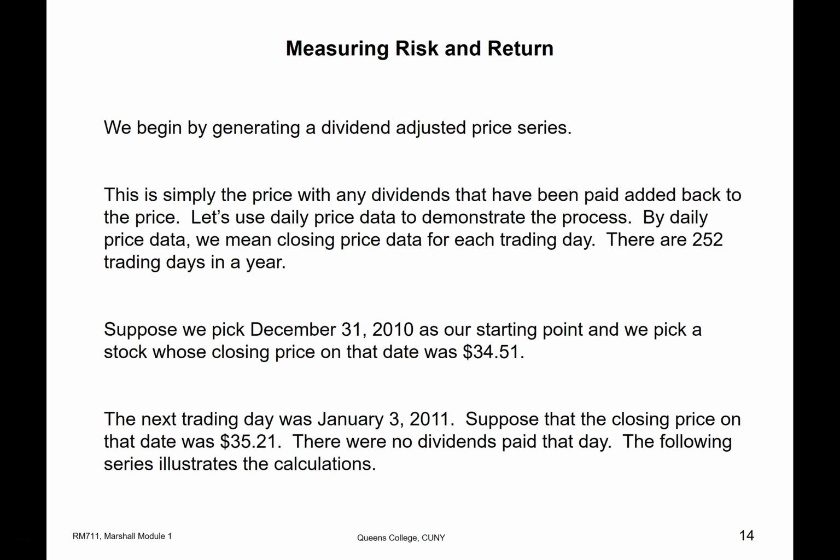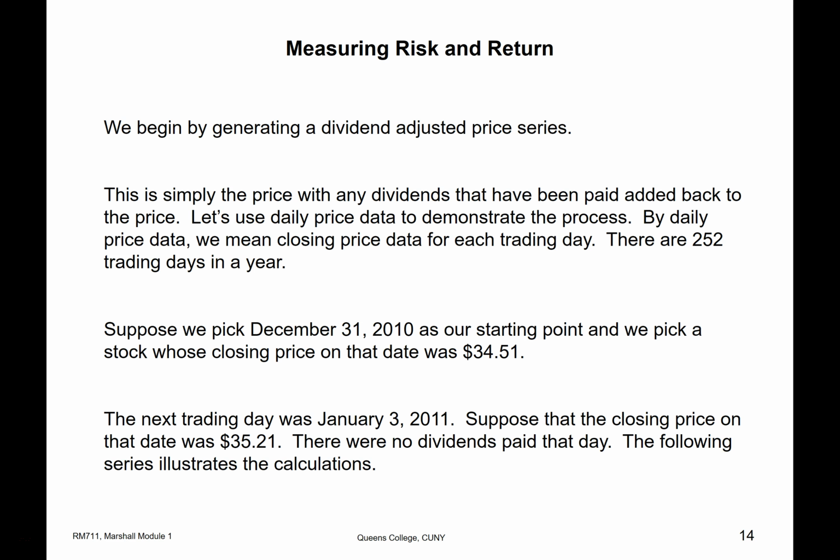First, let's begin by generating a dividend-adjusted price series. This is simply the price, along with any dividends that have been paid. We'll add those back to the price. So here, let's use some daily price data to demonstrate the process. By daily price data, we mean closing price data for each trading day. And there are 252 trading days in a given year. So suppose as an example, we pick December 31st, 2010 as our starting point, and we pick a stock whose closing price on that date was $34.51.